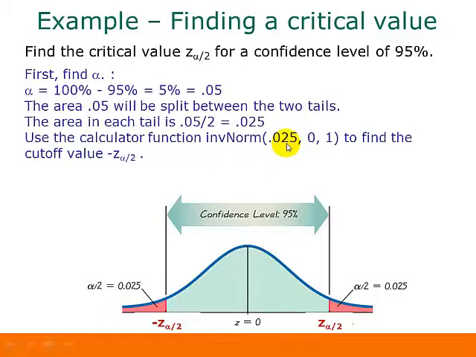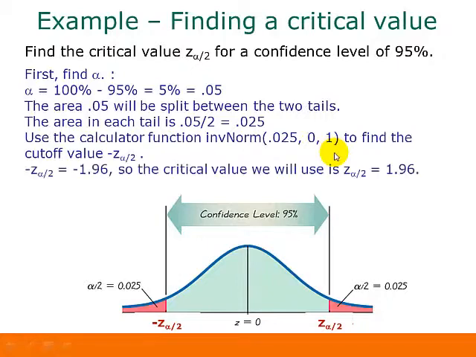All we have to do is put in our area in that left tail, which is 0.025, and this is the standard normal distribution, so our mean is 0 and our standard deviation is 1. If you put that in your calculator, you will come out with negative 1.96. So our value on the left side is negative 1.96. That means the value on the right side, which is the one we're actually going to use, is positive 1.96. So really all you have to do is take the negative off.